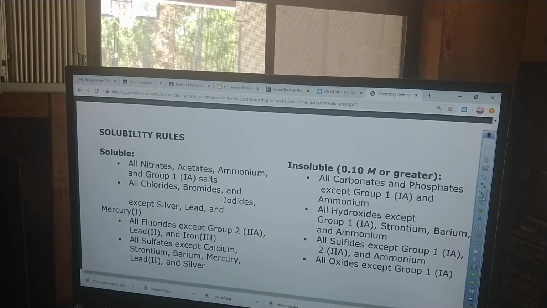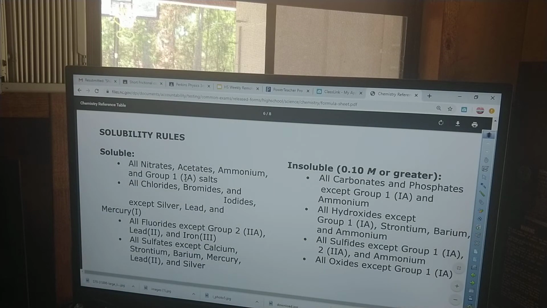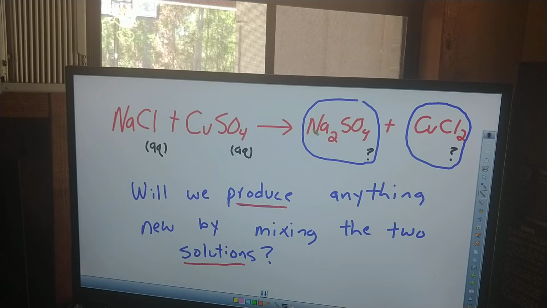Well, let's look at the things we should have made. We should have made some sodium sulfate. Now I'm going to look on page 6, and I'm going to see down here in the bottom left-hand corner, I'm highlighting it, that all the sulfates are soluble except calcium, strontium, barium, mercury, silver, and lead. So that does not include sodium sulfate. So sodium sulfate is soluble in water, so you wouldn't see it.